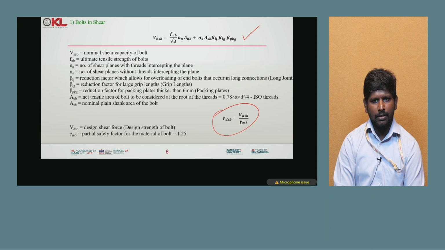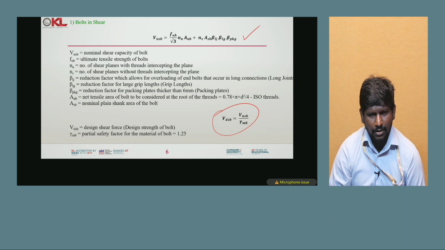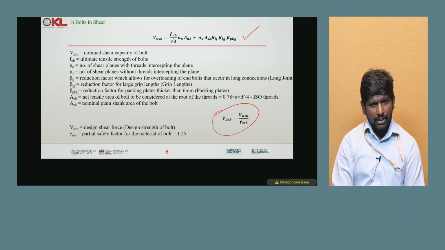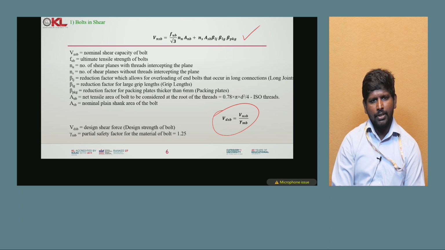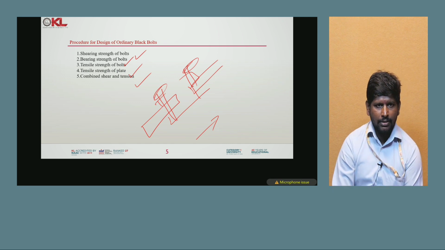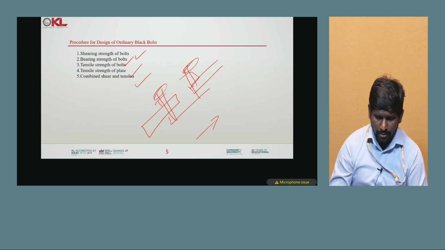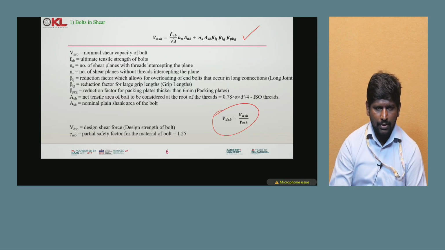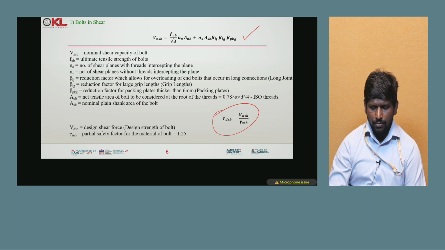It depends on whether you are doing the weld in the field, at the site, or in the shop; it will differ. You can see the number of shear planes, the shear planes without thread, the reduction factor, the net tensile area, and all the other things. So this is bolt in shear. If I take one example and discuss it, you will understand in more detail the shear strength of bolt, bearing strength of bolt, tension strength of bolt, tensile strength of plate, and finally combined shear and tension. I hope you understood the concept. If you have any doubt, please ask me in the normal delivery session of the class. Thank you for listening.